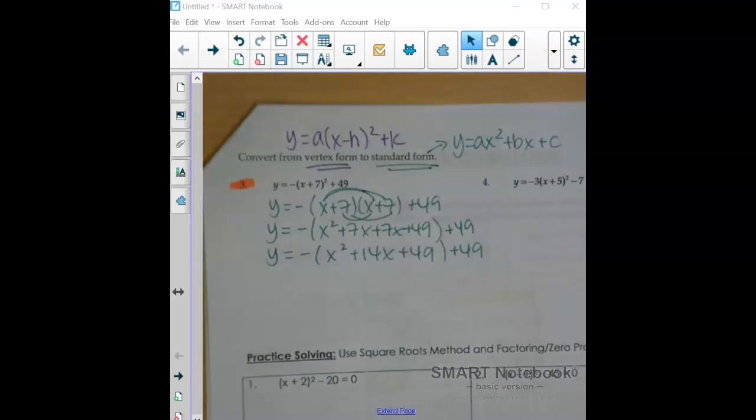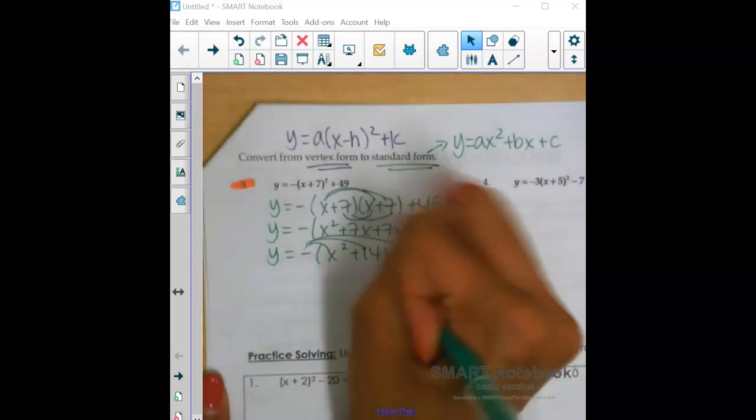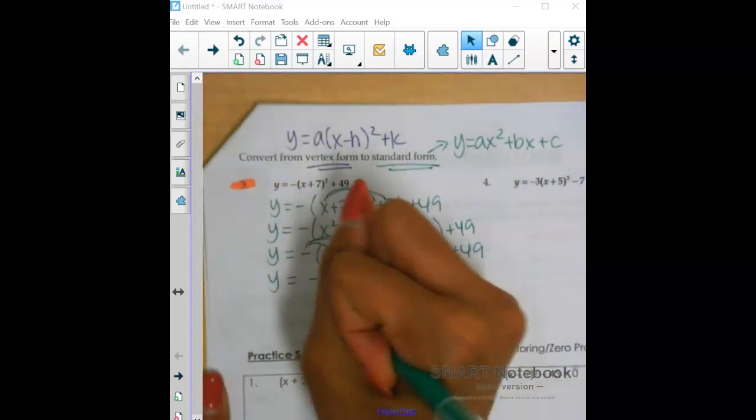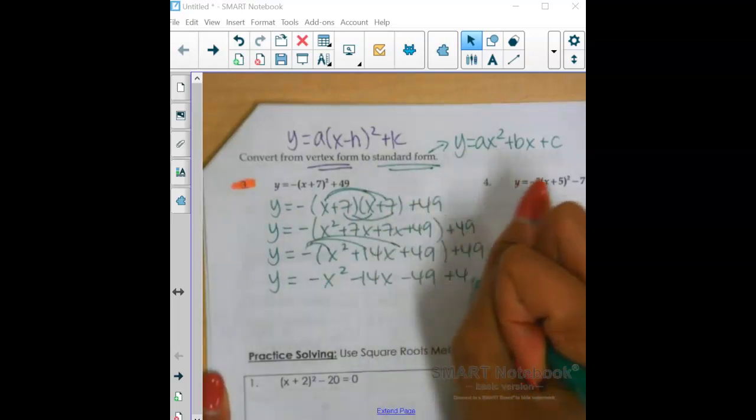How can I simplify this even further, though? Go ahead. Multiply everything in the parentheses by a negative. Let's distribute that negative sign. So y is going to equal negative x squared minus 14x minus 49 plus 49.